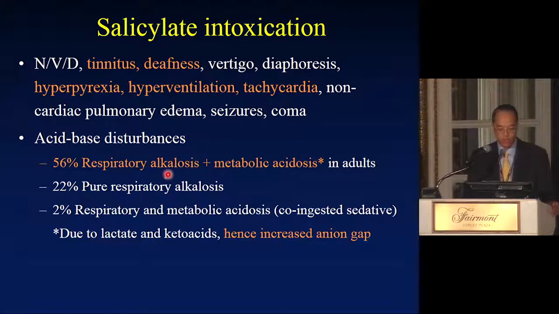By far the most common in adults is a combination of respiratory alkalosis and metabolic acidosis, but they can even have triple acid-base disturbances. And the metabolic acidosis is thought to be because the salicylate causes the endogenous generation of lactate and ketoacids.